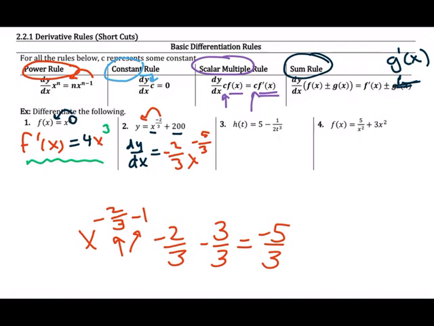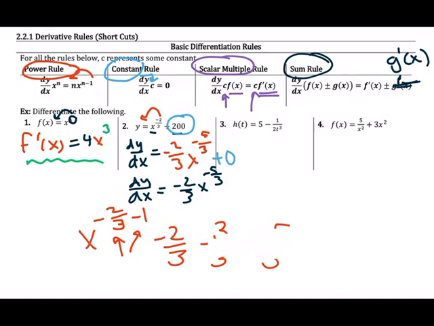If I take the derivative of a constant, I get 0. So I can clean this up a little bit. dy dx equals negative 2/3 x to the negative 5/3. And you can go ahead and leave that as a negative exponent. You don't need to rewrite it using positive exponents.